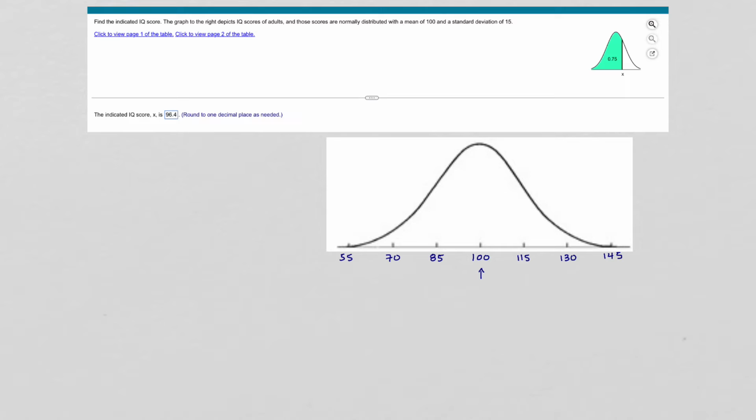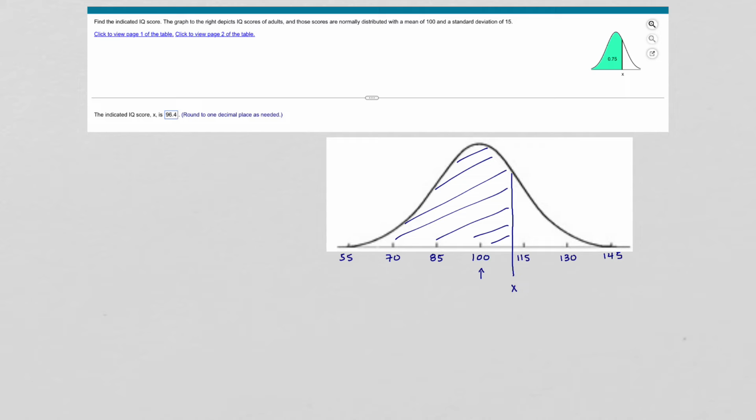So I'm going to say that 75% is falling, say it's roughly about here. We don't necessarily know right away where exactly that's going to fall on our graph, and then the 75% is the area on the left.